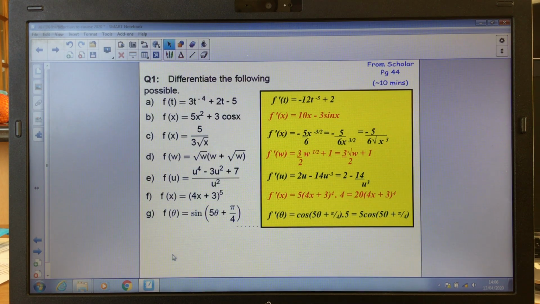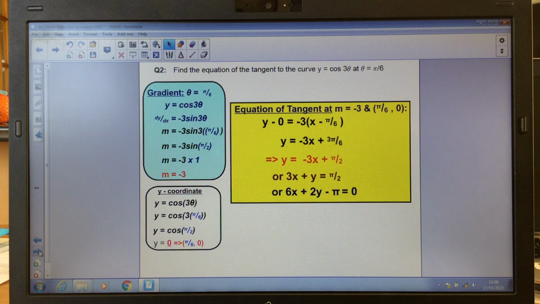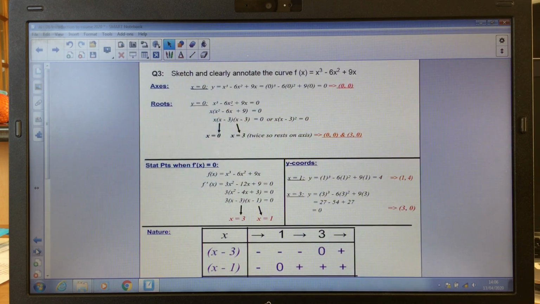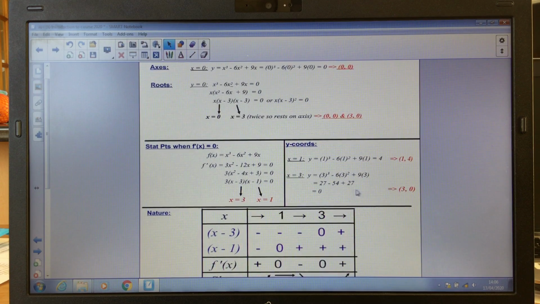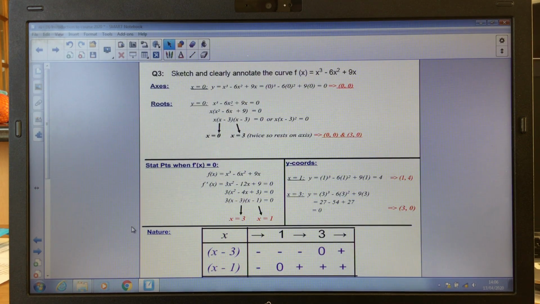I'm not talking through every step of those. You can check your answers. You can pause and stop. I'm not going to talk through every part of that. And then you can check your answers. Again, you can use the PDF just to have a look.